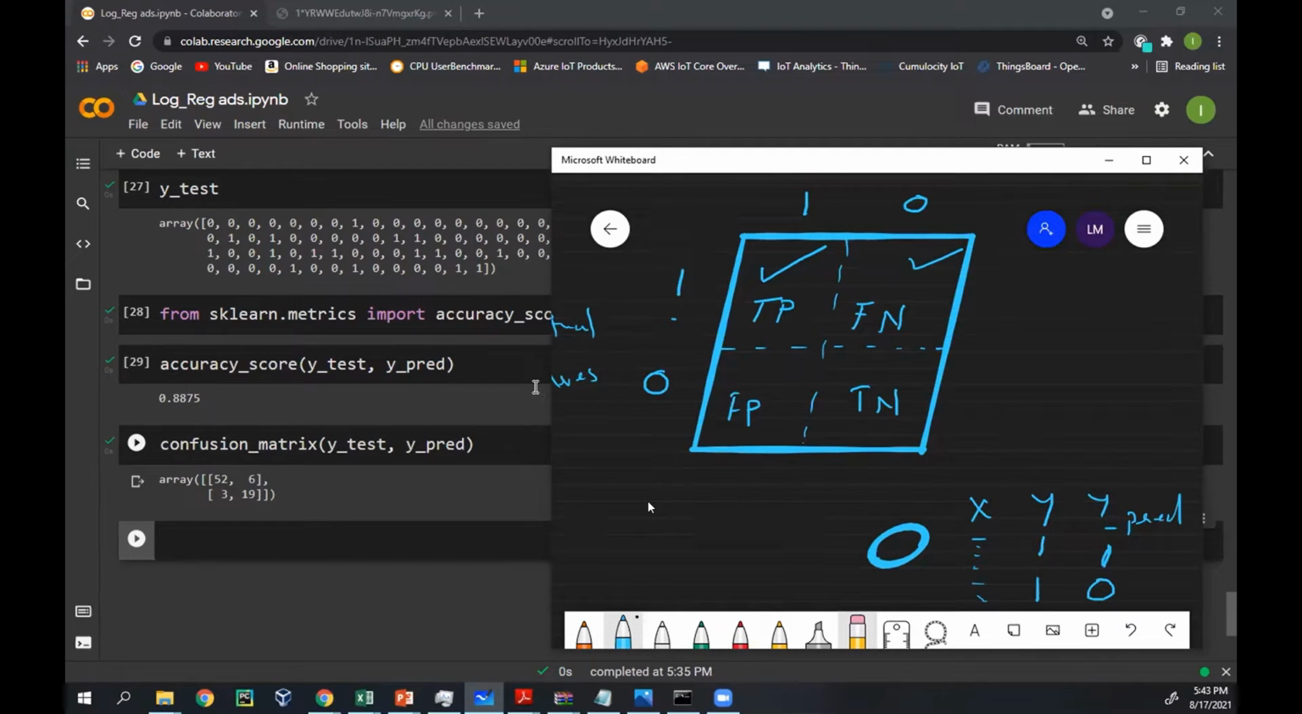You can also find accuracy by using the confusion matrix, because on this diagonal you have the values which are correctly predicted. So what was the total value? 52 plus 19. How much is that? 71. Correct. So 71 are the correctly predicted values, and 9 are wrongly predicted values. Take the percentage out of this, you will get 88.75. Okay.